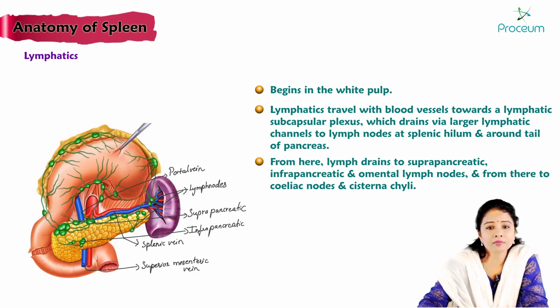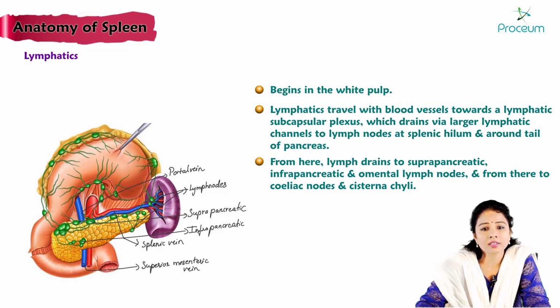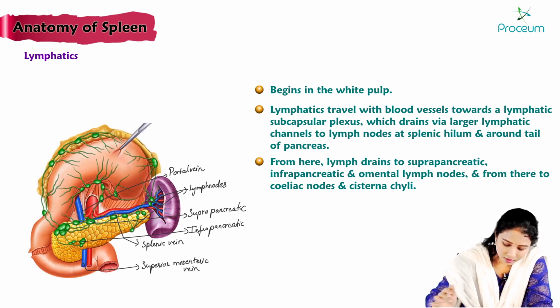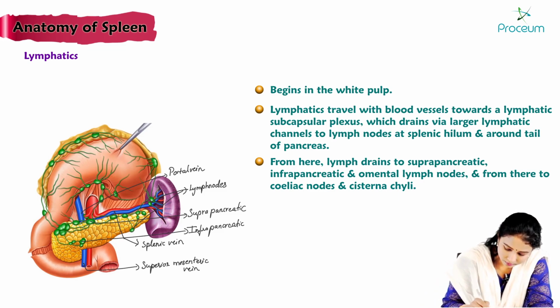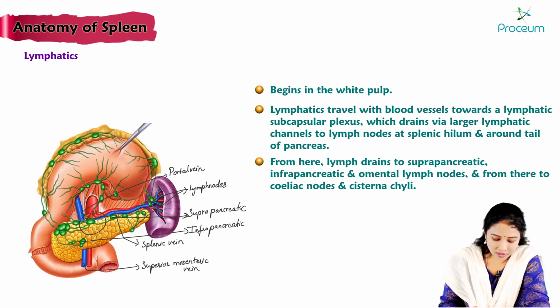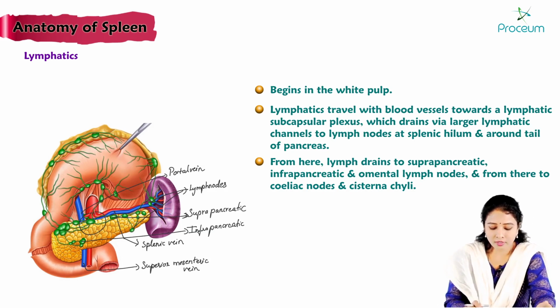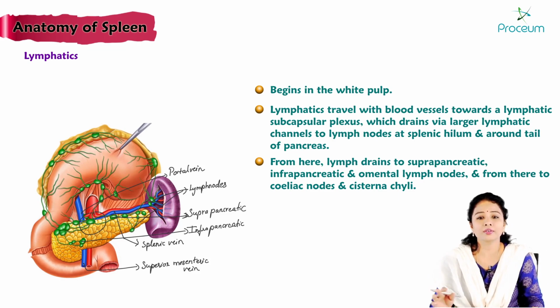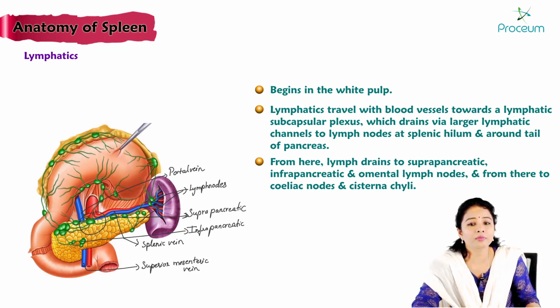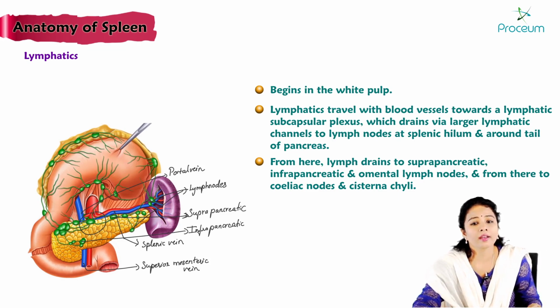So omental lymph nodes, and finally they drain into celiac nodes and cisterna chyli. So here are the celiac nodes. This is the suprapancreatic nodes. Here is the celiac node which is near the celiac trunk. So all the lymphatics drain finally into the celiac nodes, and from the celiac nodes the lymph is drained into cisterna chyli, and which continues above as thoracic duct.